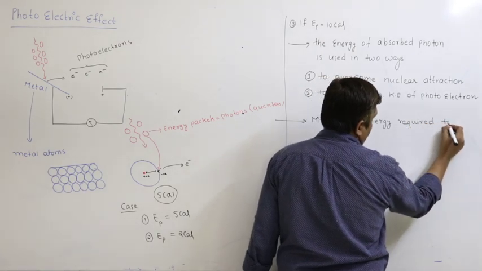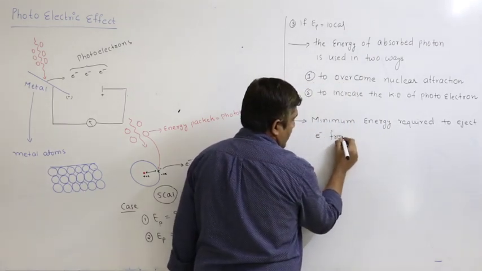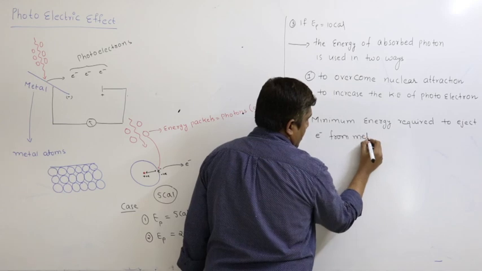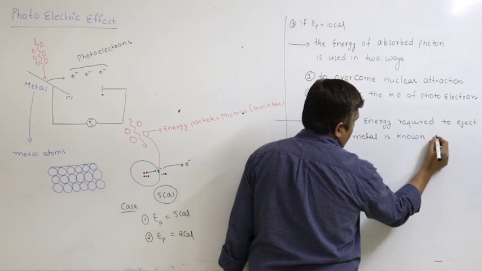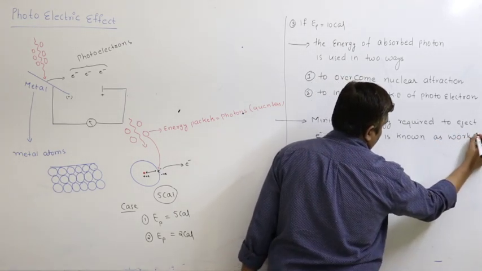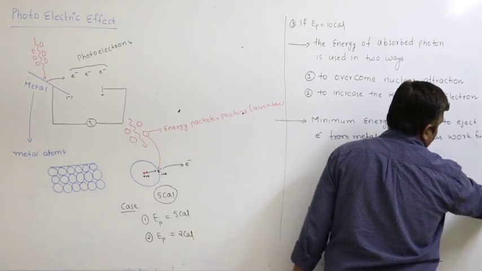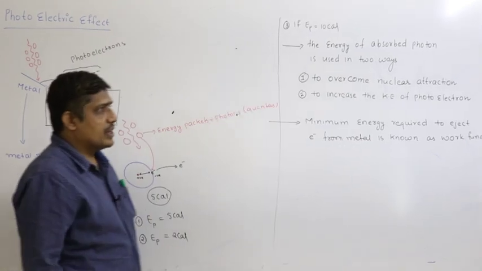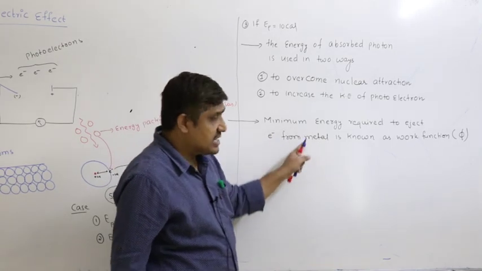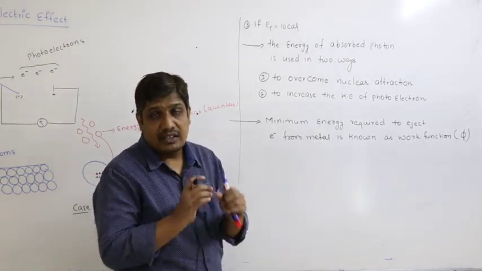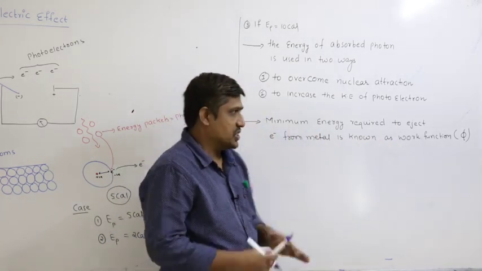Minimum energy required to eject an electron from a metal is known as work function. Work function is denoted with the letter phi. It is the minimum energy required to eject an electron. Remember, the kinetic energy of the ejected electron will be 0. It doesn't have any velocity. Such minimum energy we call work function.